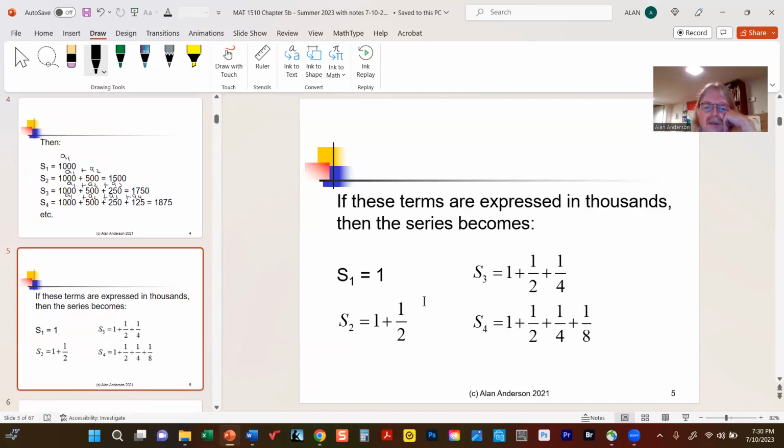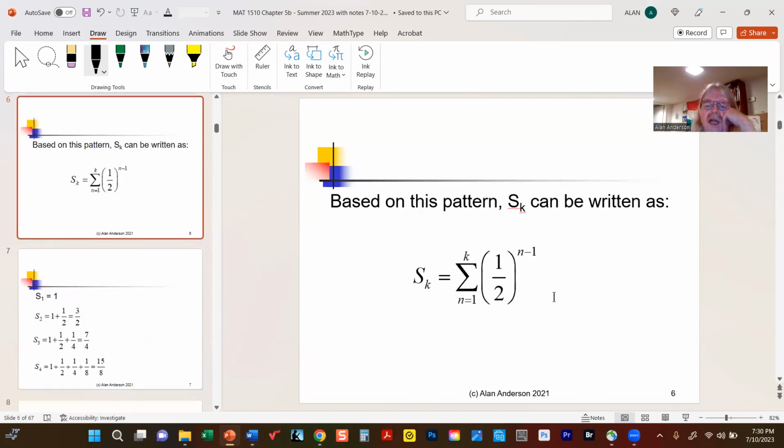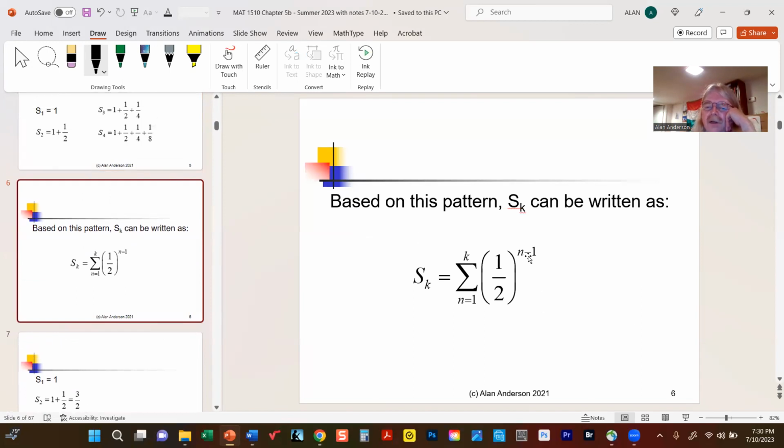We can actually represent these partial sums with an actual algebraic formula. What we're going to do is say that for any partial sum of a series, if we start at 1, then we can represent the terms as 1 over 2 raised to the n minus 1 power. Okay, so let's demonstrate this.